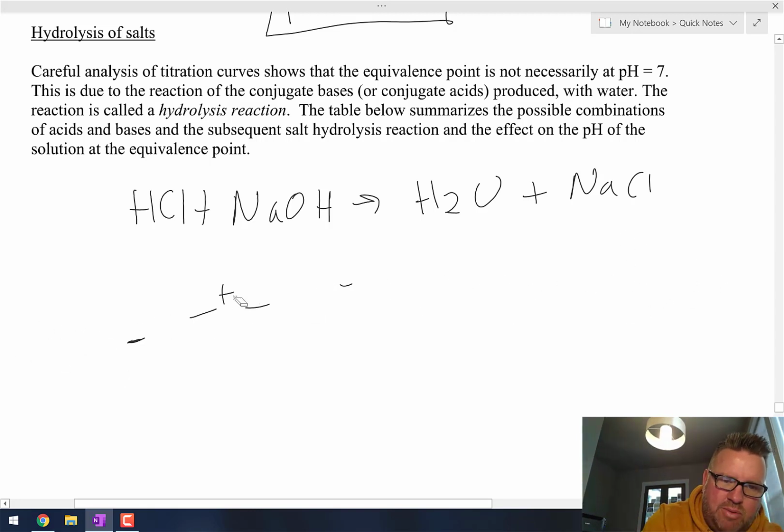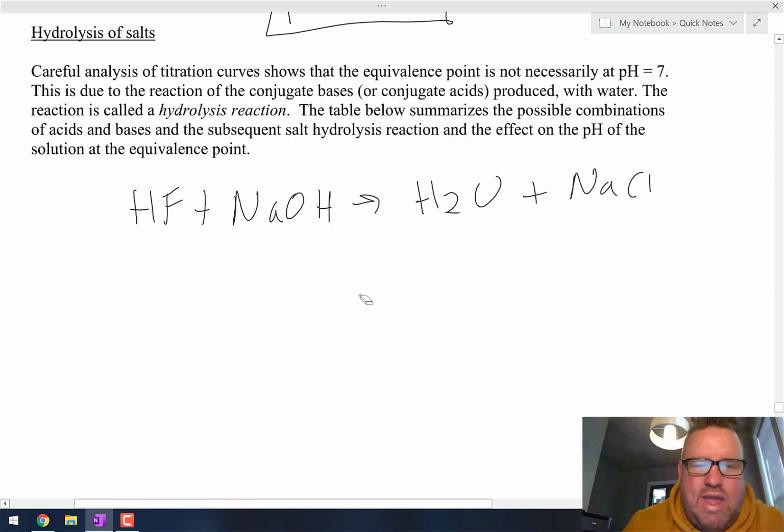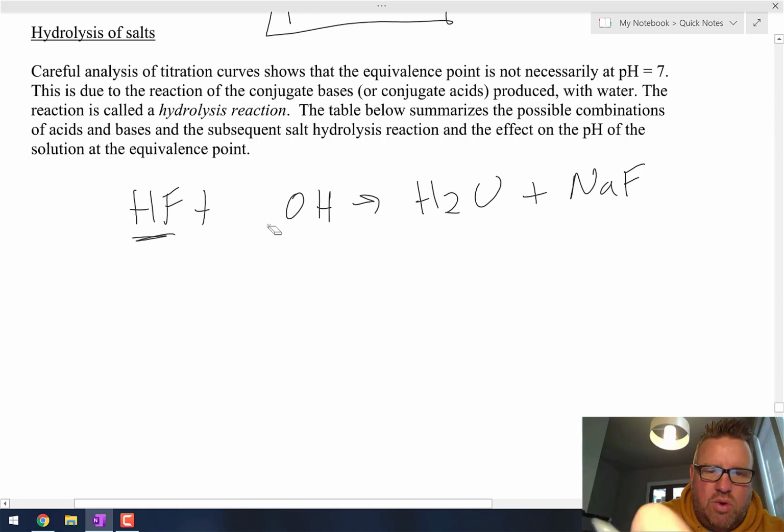For example, let's change HCl to HF. Well, HF is not one of your strong acids, it's a weak acid. So in terms of the net ionic equation, obviously this isn't going to be NaCl, it's going to be NaF. This is a weak acid, so it does not break apart, it doesn't dissociate. The sodium is going to dissociate and make hydroxide, and then over here as well. So there's our net ionic equation.